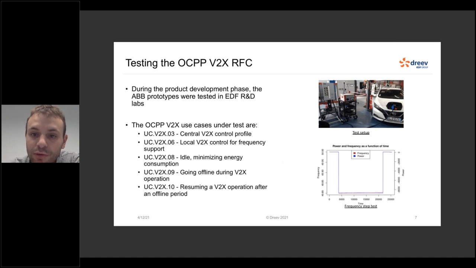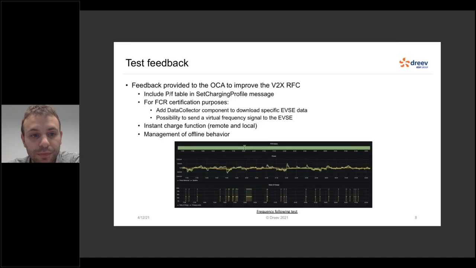So you can see a picture on the top right of an ABB prototype under test with a Nissan vehicle. And for example, at the bottom, a frequency response test with a frequency step, where we forced a frequency step, and we saw that the charging station's power response was following the frequency deviations. So by conducting all these tests, we were able to provide some feedback to the OCA to improve the V2X extension, or I would say to complete maybe the V2X extension.